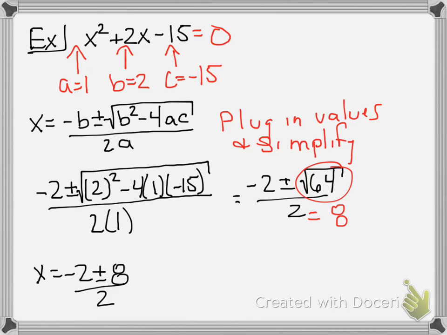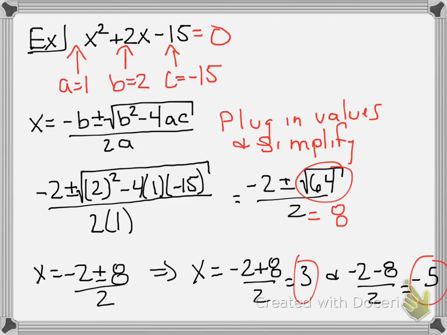So our two solutions are x equals negative 2 plus 8 over 2, and x equals negative 2 minus 8 over 2. Okay, so here's our first solution, negative 2 plus 8 over 2, which equals 3. And then our other solution is negative 2 minus 8 over 2, equals -5. So we have two solutions here.